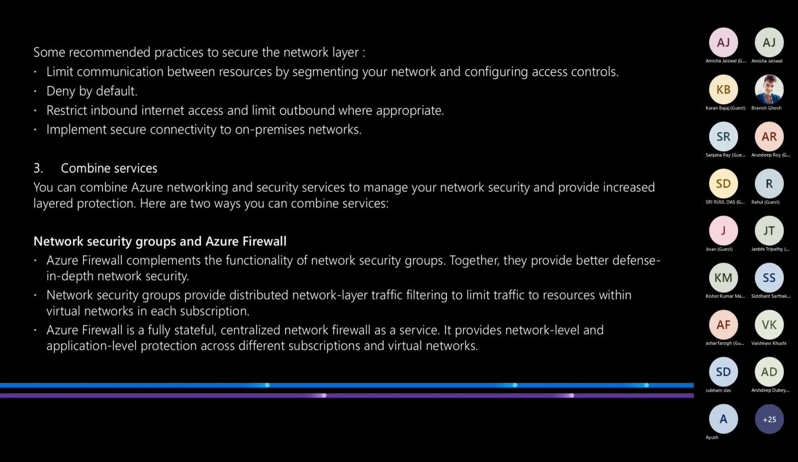Network security groups provide distributed network layer traffic filtering to limit traffic to resources within virtual networks in each subscription. Azure Firewall is a fully stateful, centralized network firewall as a service. It provides network level and application level protection across different subscriptions and virtual networks.